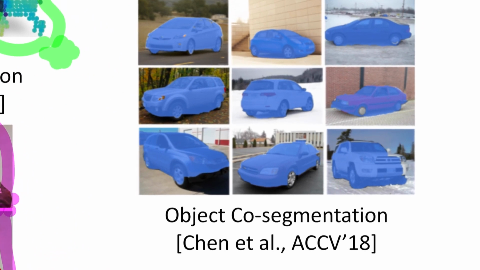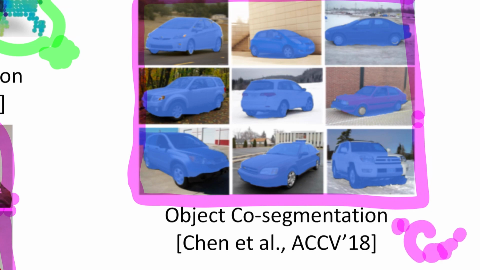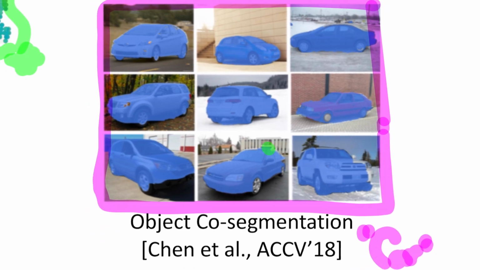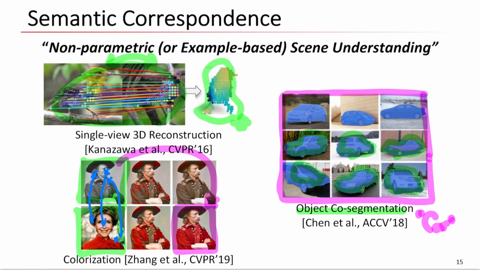Another application is object co-segmentation. If we have a set of images in the same class, in this case car, then in some applications we want to segment the car consistently across the different instances like this, right? So this is object co-segmentation. In this case, by using the semantic correspondence, we can solve the object co-segmentation.